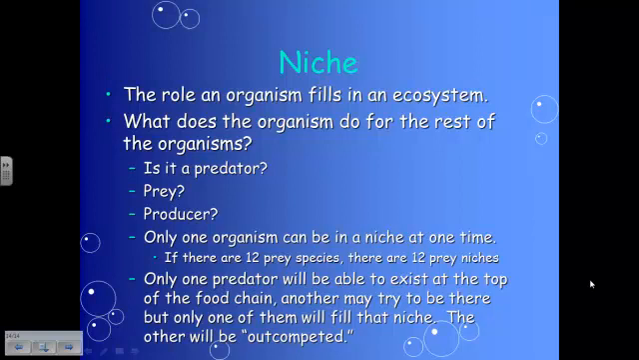Only one predator, we say, will be able to exist at the top of the food chain. Another may try to be there, but only one of them will fit in that niche. Therefore, the other is said to be outcompeted.